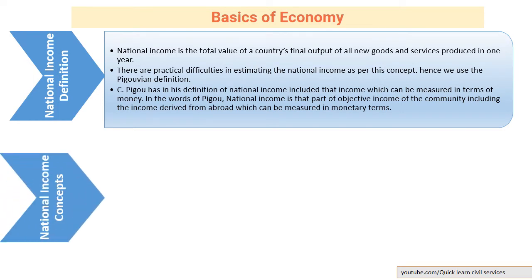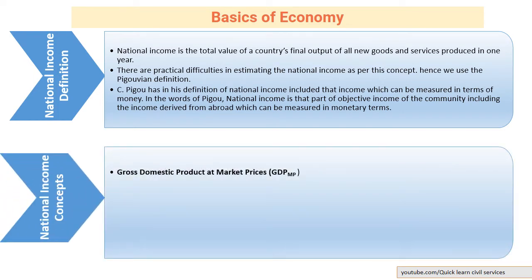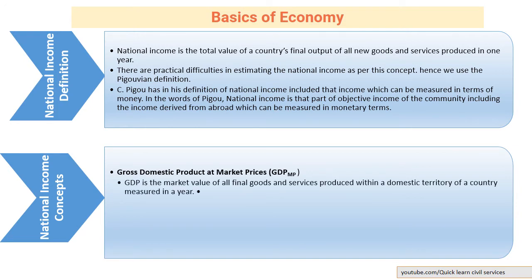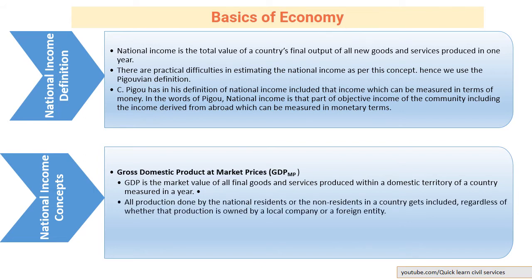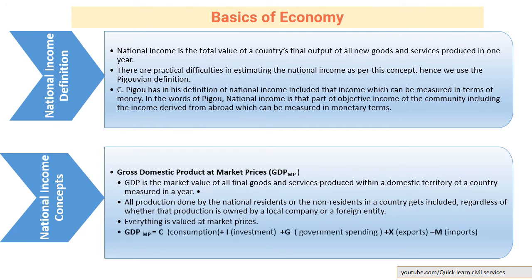National income concepts. Gross domestic product at market prices. GDP is the market value of all final goods and services produced within a domestic territory of a country measured in a year. All production done by the national residents or the non-residents in a country gets included, regardless of whether that production is owned by a local company or a foreign entity. Everything is valued at market prices. GDP MP equals C plus I plus G plus X minus M.